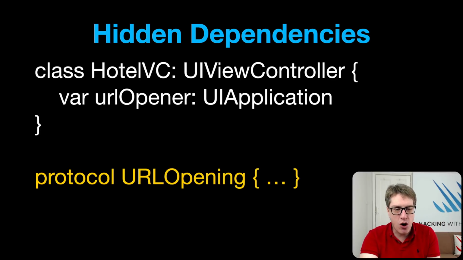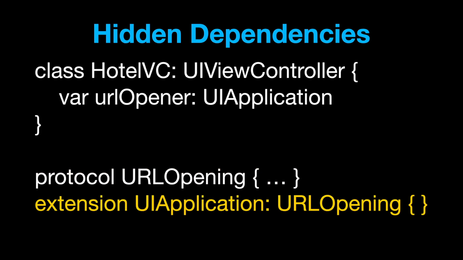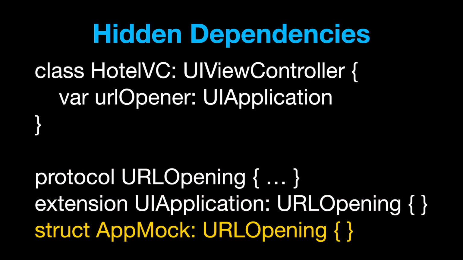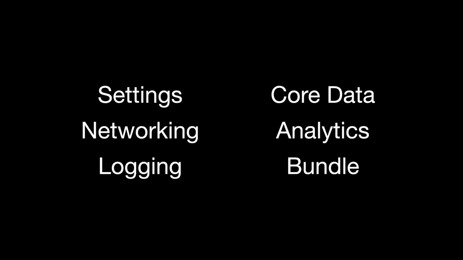So you make a protocol called URLOpening. You make UIApplication conform to that. Then make an app mocking version of that, which also conforms to it. And now, hurrah, you can use your protocol. Great. You can inject your value. Brilliant. But then you repeat the process for your other singletons. Settings, networking, logging, Core Data, analytics, the bundle, and many, many more.